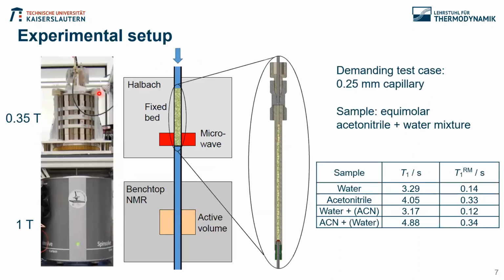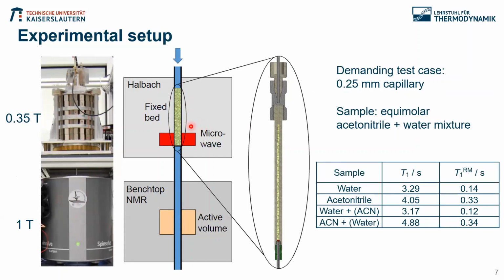The experimental setup that we used in this work looks like that. We have a Halbach magnet where we do the ODNP at a normal X-band frequency on top of a 1T benchtop NMR spectrometer. In our ODNP unit, the heart is a fixed bed with immobilized radicals, and in the middle of the setup, of course, there is a microwave cavity.